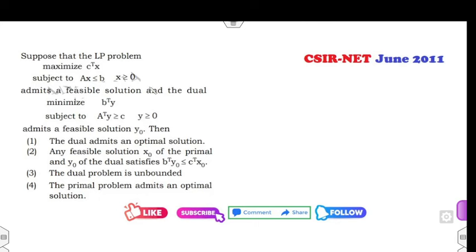Look at the second problem. The LPP has maximization and has a feasible solution. The dual has a feasible solution. Why not? Then you can see the relation between them.